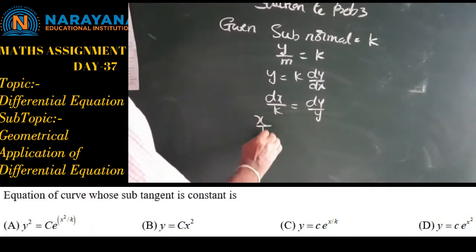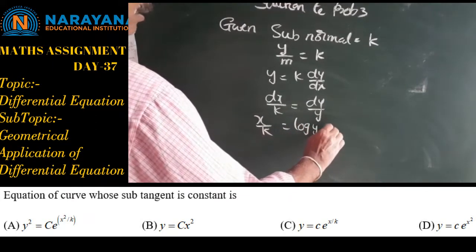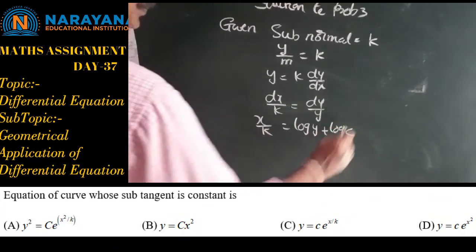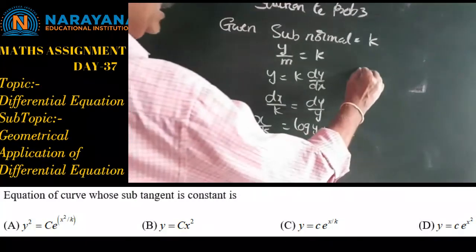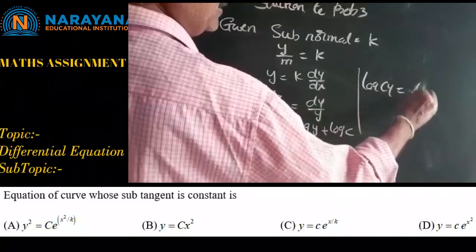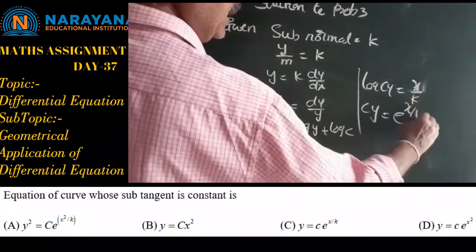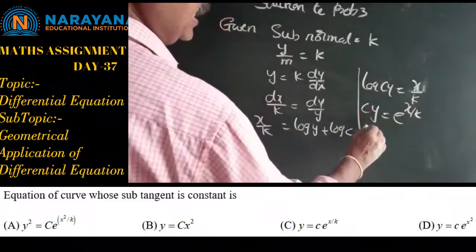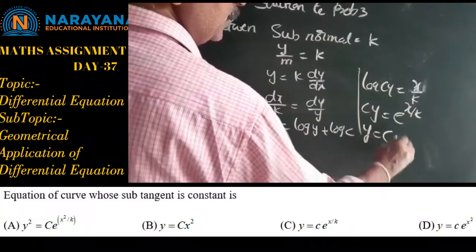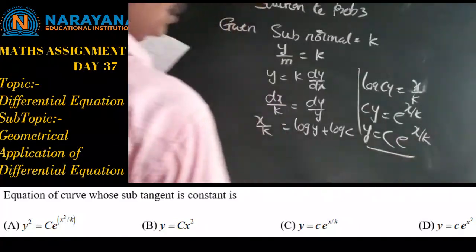Integrating on both sides, x by k is equal to log y plus log c, right? And we can write this as log cy is equal to x by k. And from this cy is equal to e power x by k. Even if you write c that side, there is no problem. You can write capital C into e power x by k, which is the solution for the problem.